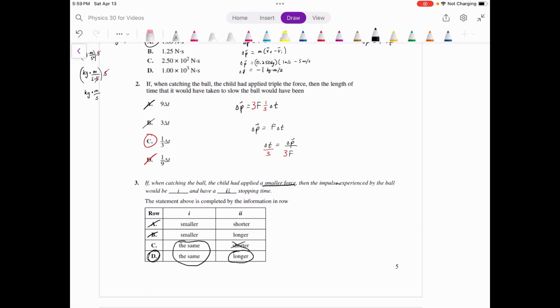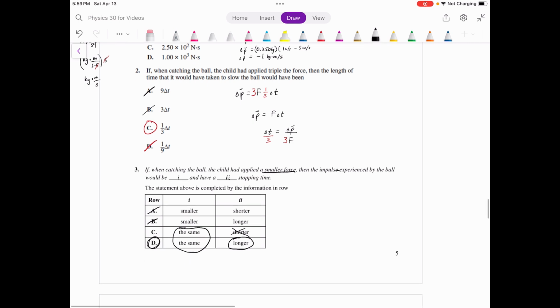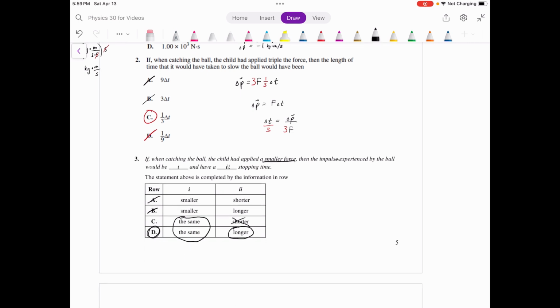Okay, so impulse was the same either way because the change in momentum was the same, because the change in velocity and the mass were the same, right? It's just big force versus small time, or small force with a large time.